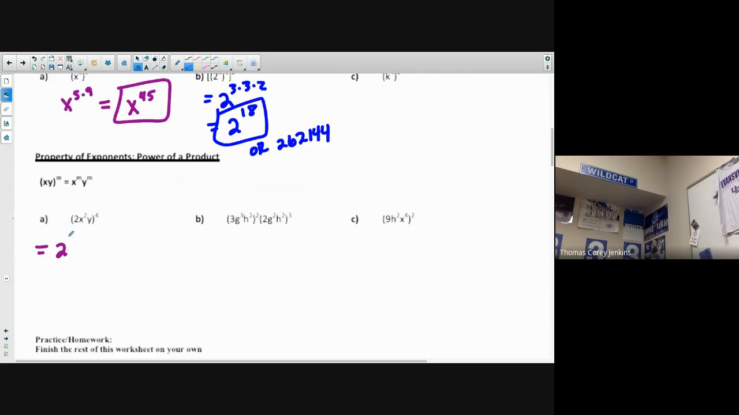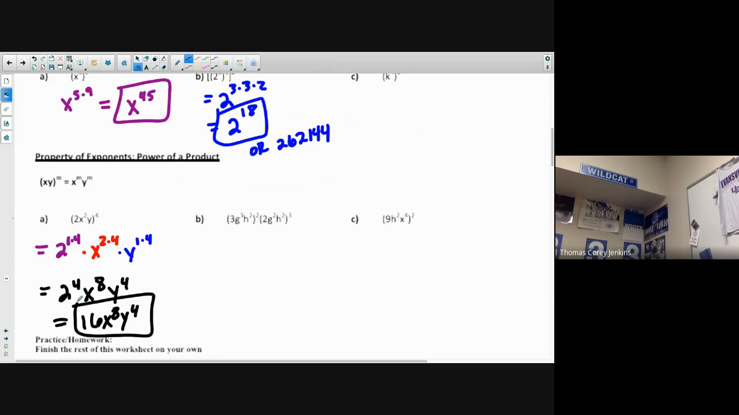So 2 to the 1 times 4, not that you need to write 1 times 4, but just really breaking it down. We have x to the 2 times 4. Remember, power to a power, we multiply. And then we have y to the 1 times 4. So we end up with 2 to the 4, x to the 8, y to the 4. All right, and then we'd want to simplify our coefficient. So 2 to the 4th is going to be 16. So the most simplified answer is going to be 16 x to the 8 y to the 4.